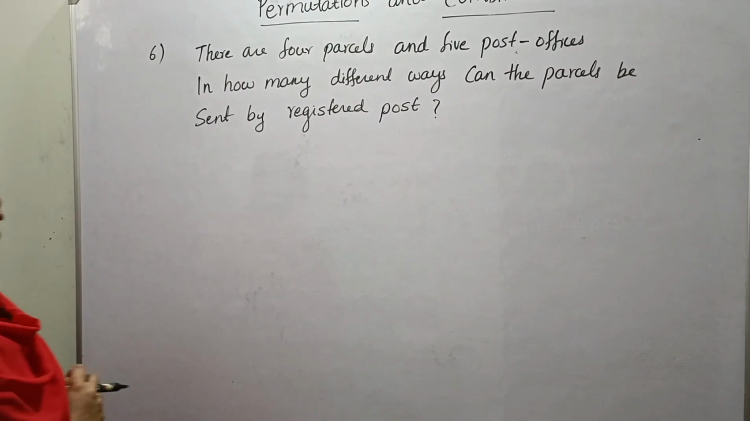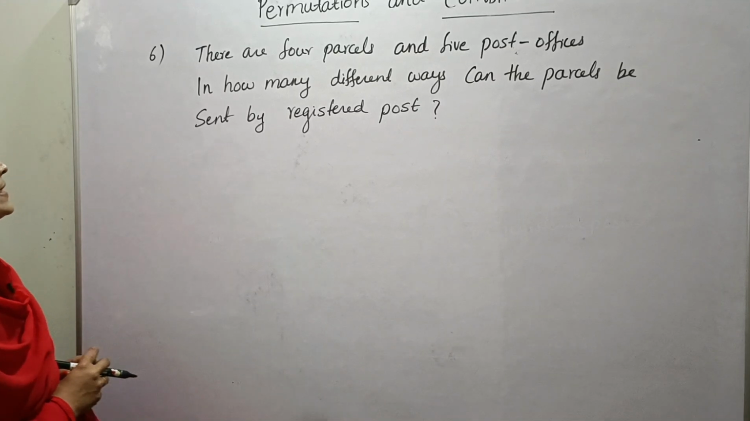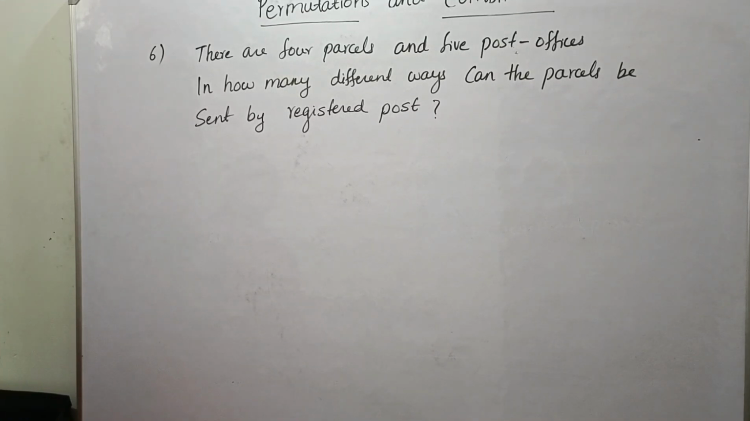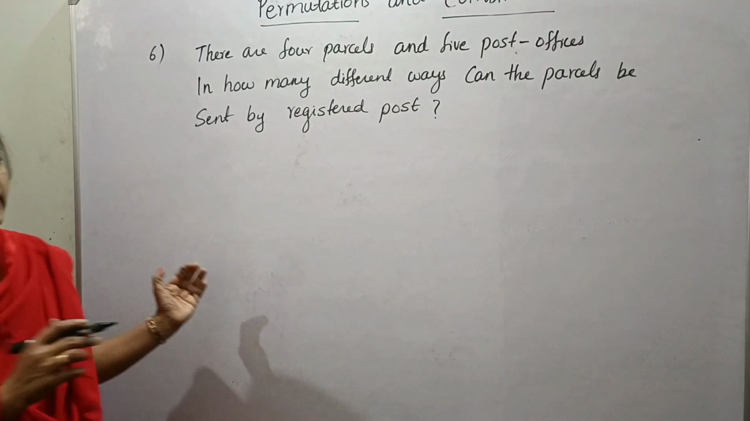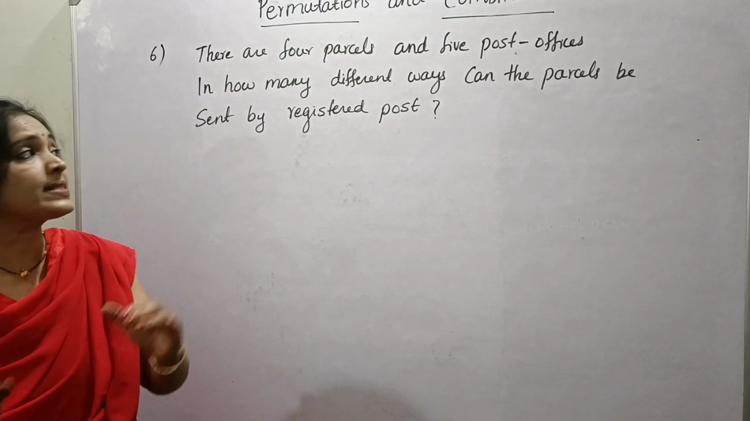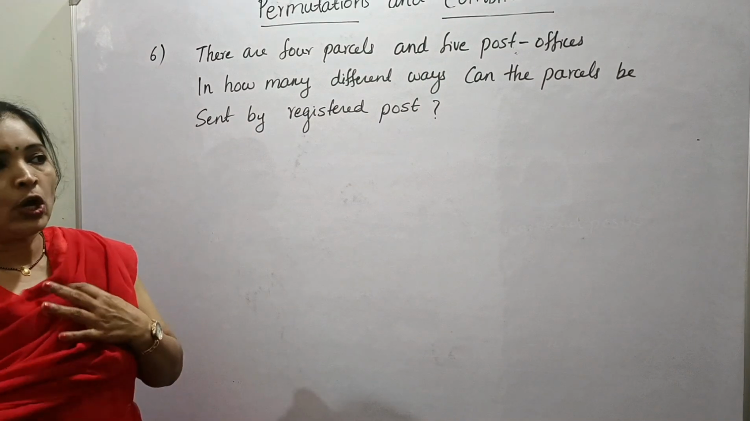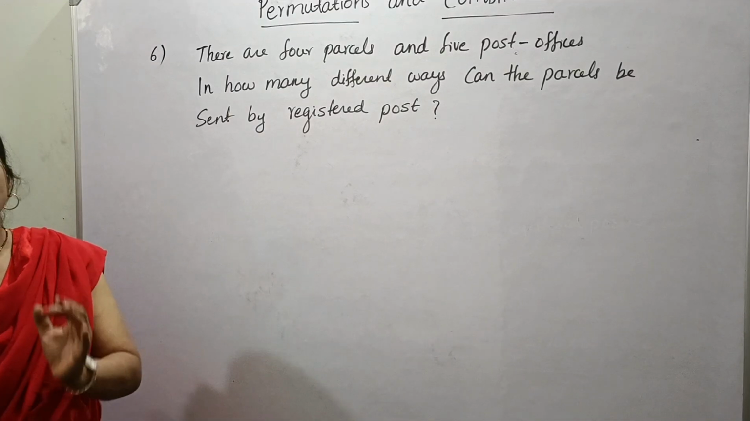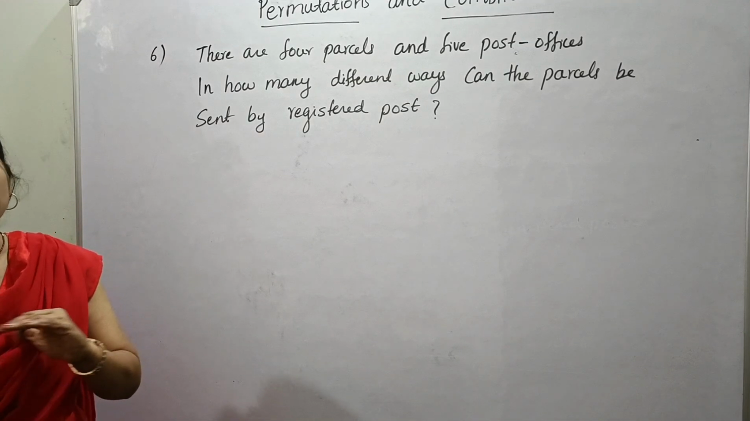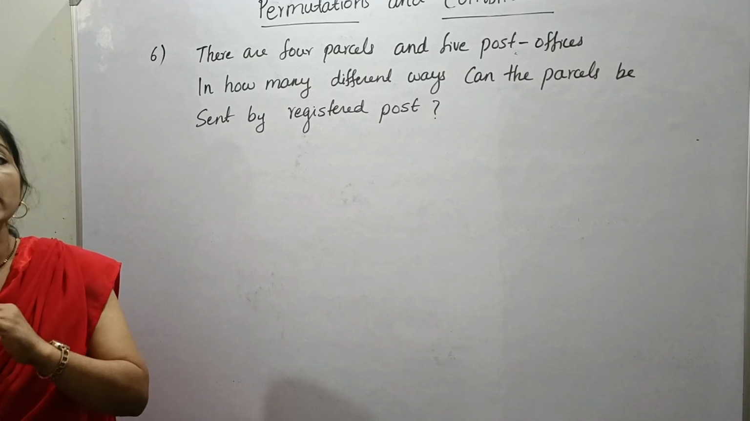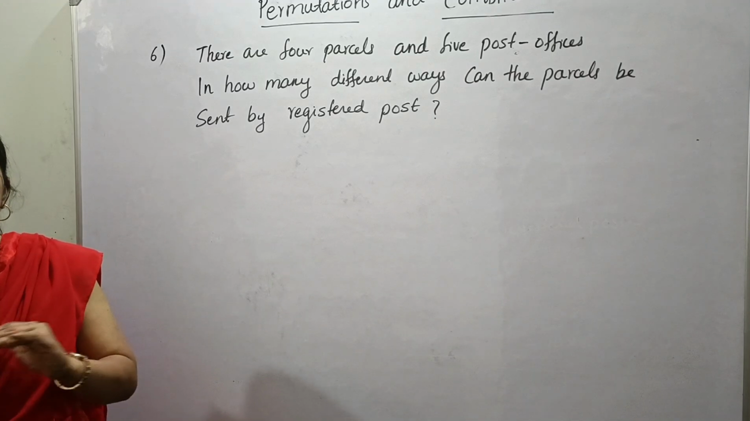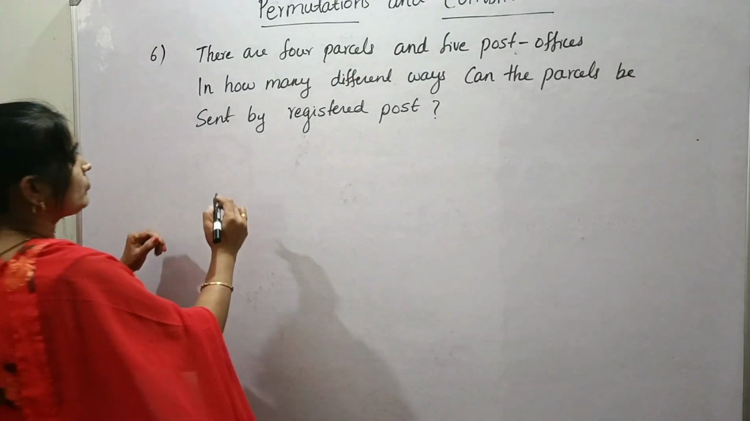Next question. There are 4 parcels and 5 post offices. In how many different ways can the parcel be sent by registered post? See, in this question, there are total 5 post offices and 4 parcels. Okay, so one parcel can be posted in 5 ways, right? Because there are 5 post offices. So one parcel can be posted in 5 ways, that is in either of the post offices, right?